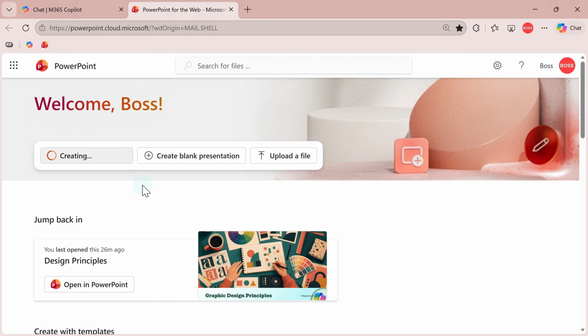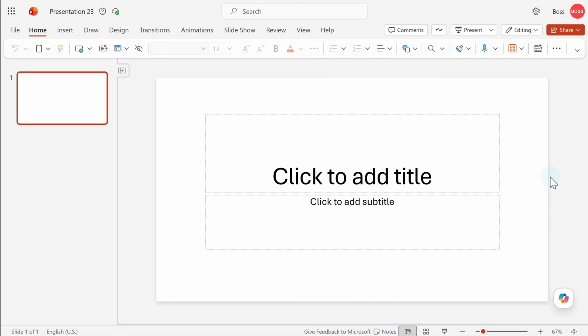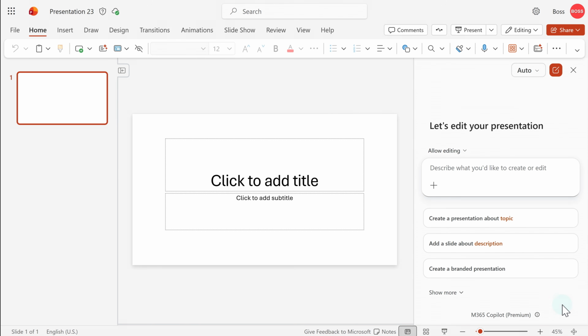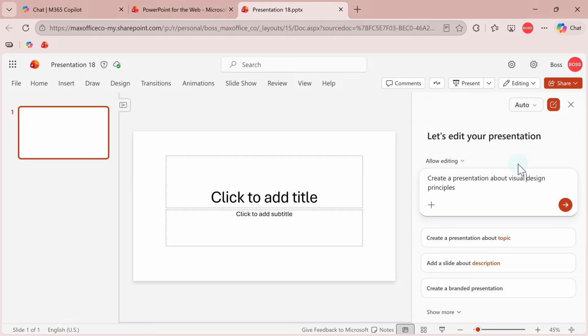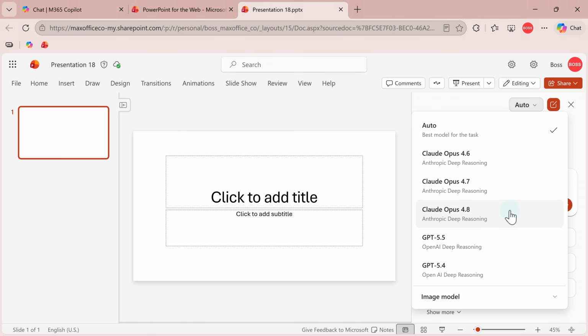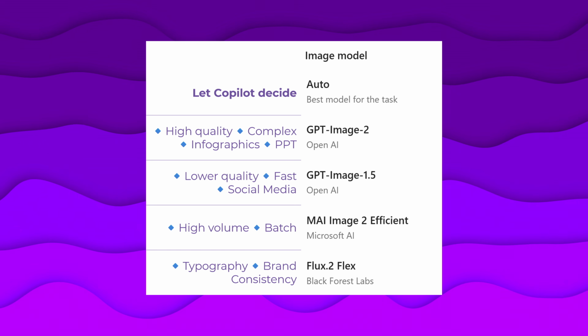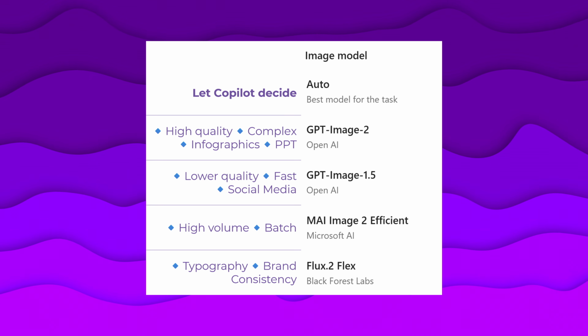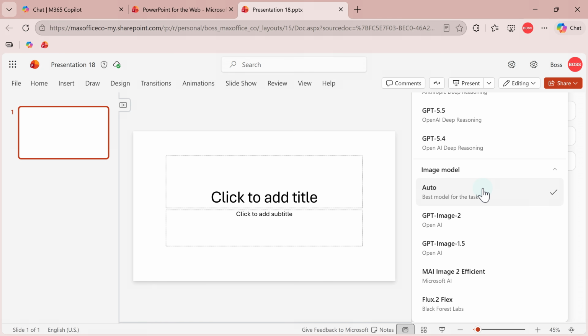It's going to create a blank new presentation first. The Copilot button is now on the bottom right corner. Click on it to open the Copilot pane and make sure you're in allow editing mode. I'm going to ask it to create a presentation about visual design principles. First thing to notice here is there is an auto option. Latest models for GPT and Claude will be available right within PowerPoint going forward as well. Equally important to notice is the image model. By default, it is in auto, but there are multiple models available. But right now, we are going to leave it on auto.